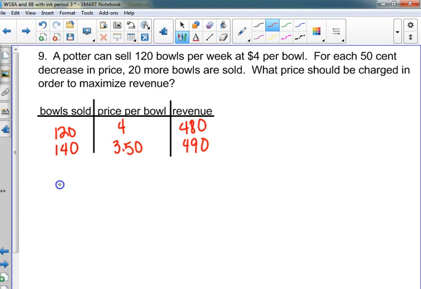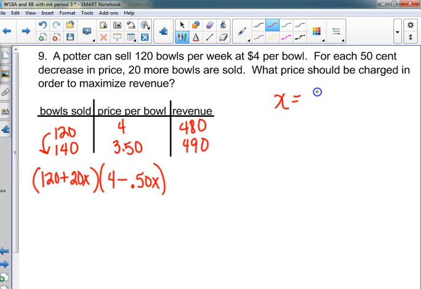Okay. So can we think about what's happening? This one is going up by how much? 20. And this one, $4, is going down by what? 50 cents. So x is actually every price decrease, because that's what he said he was going to do. He or she was going to drop the price 50 cents. And that will give you the revenue.